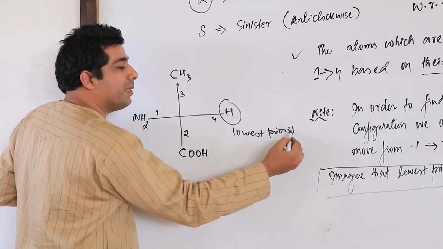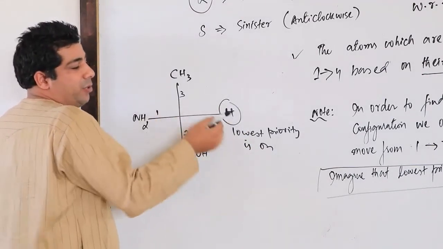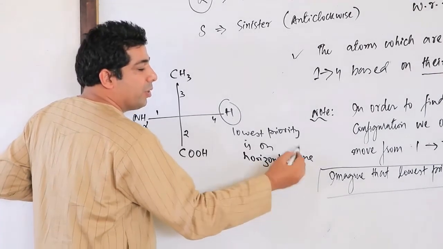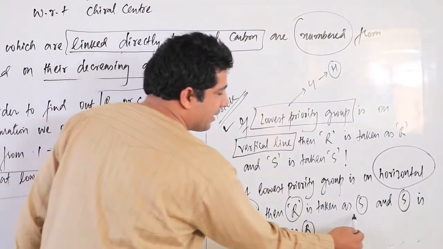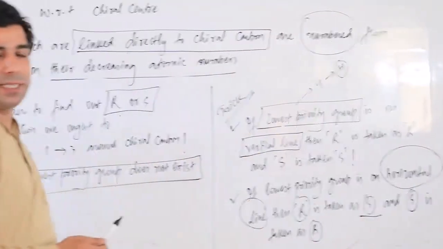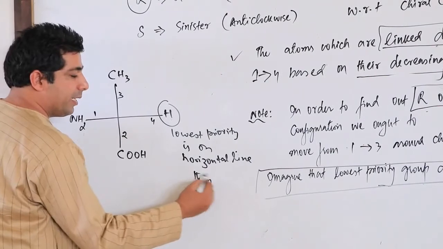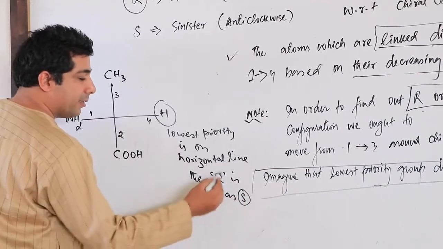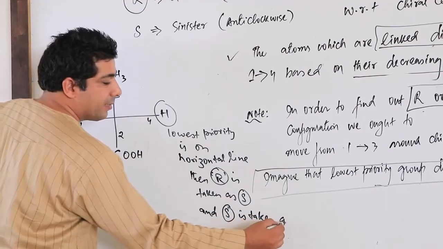And lowest priority is basically on which line? If you look here, this line. What is that line? It is on horizontal line. So if you look here, can you focus here? If the lowest priority group is on horizontal line, then R is taken as S and S is taken as R. So my dear friends, if your lowest priority is on horizontal line, then R is taken as S and S is taken as R.